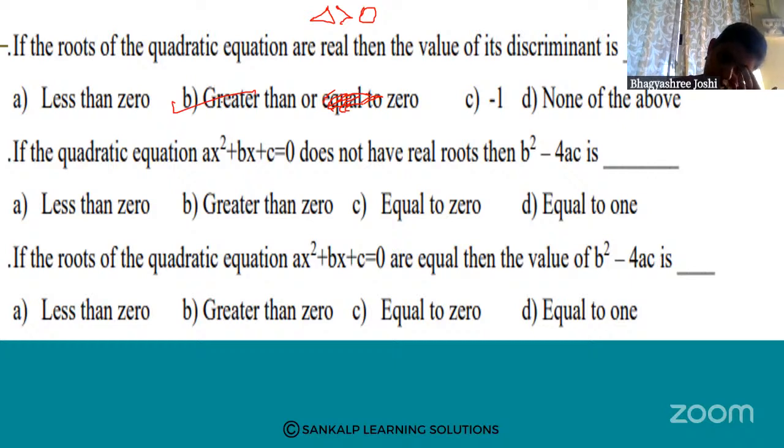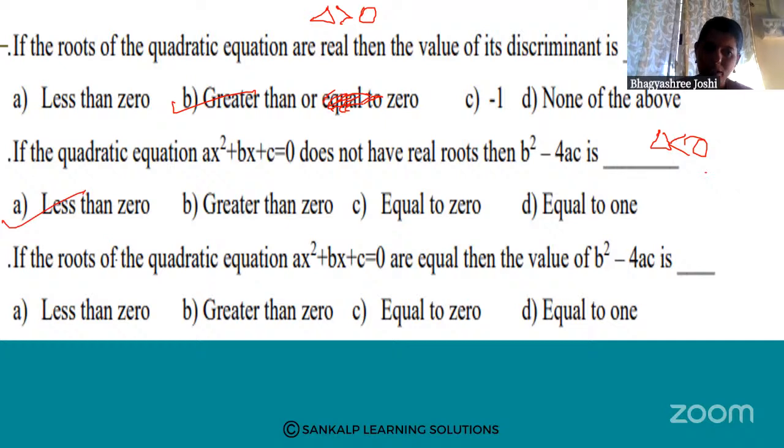If the quadratic equation ax square plus bx plus c equal to 0 does not have real roots, that means imaginary roots. So when will you get imaginary roots? When delta is less than 0, right? So less than 0.